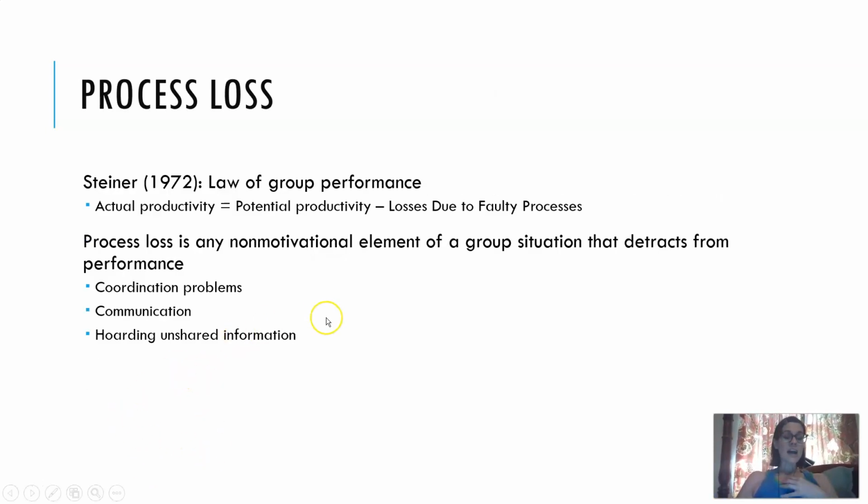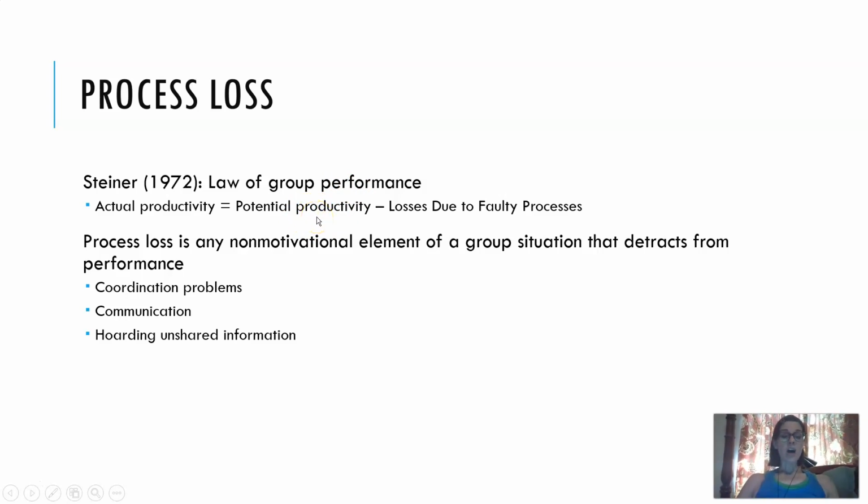Process loss actually comes from a theory developed by Steiner in 1972 with his law of group performance. The actual productivity that a group produces is made up of a few different things. It is made up of the potential productivity, minus losses that are due to faulty processes. So if you have any degree of process loss, you are losing potential productivity, and whatever you're coming up with, whether it's an outcome or a solution, would not be as good as the potential that you had.